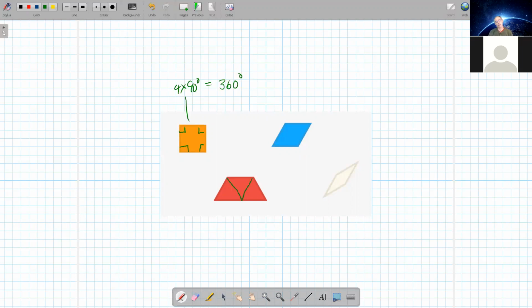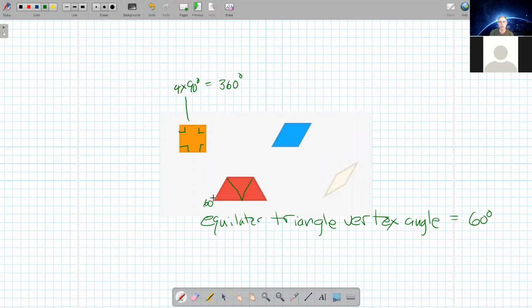60, thank you, Kayla. Yeah. So what I know then, because of the equilateral triangle, the vertex angle is 60 degrees in measure. That means this must be a 60-degree angle. That doesn't stand out very well. Let's write it on the outside. So that must be a 60-degree angle.